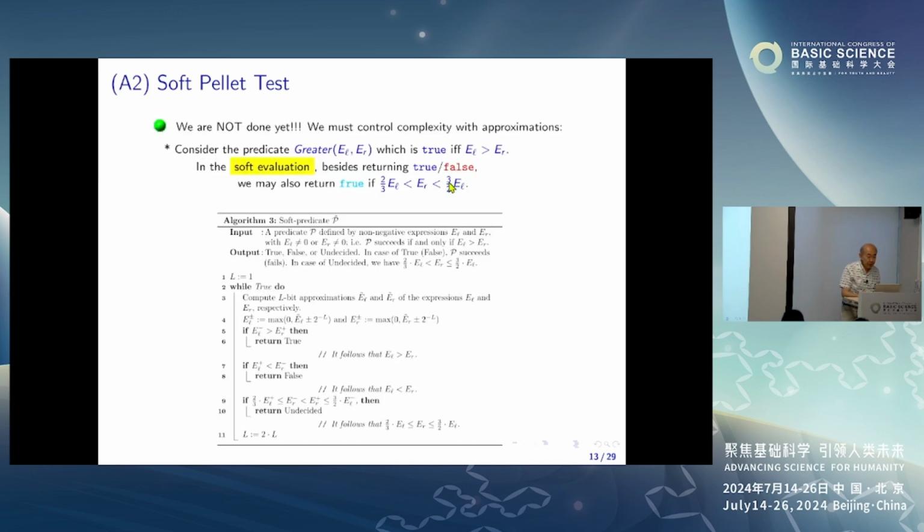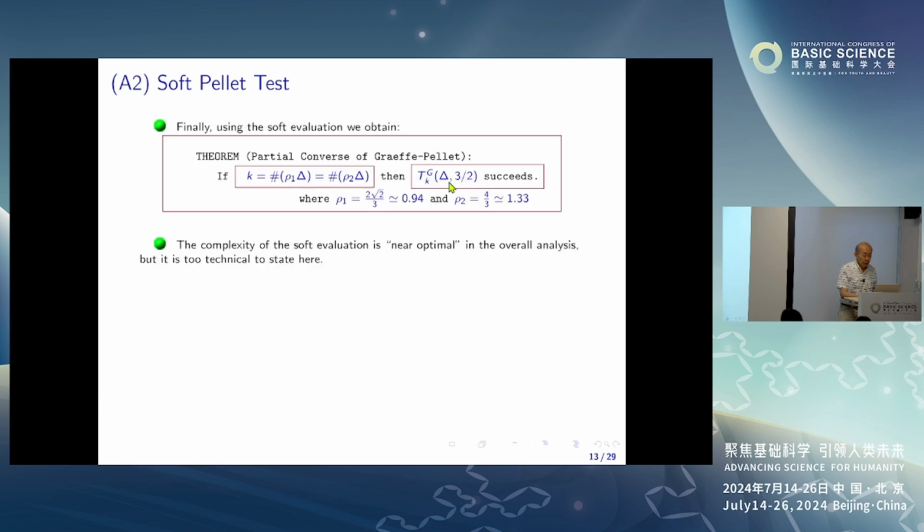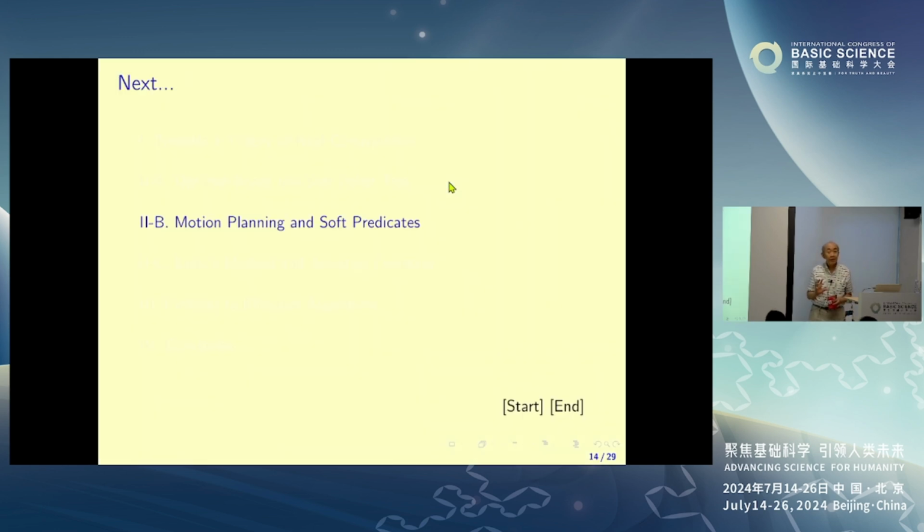And then we are not done yet. The way I describe it, all the arithmetic has been done exactly, but you really want to do it approximately. And this is what I call soft evaluation. And at the end of the day, this is what you get. And using this, now you have something with which you can really achieve the kind of near optimal isolation.